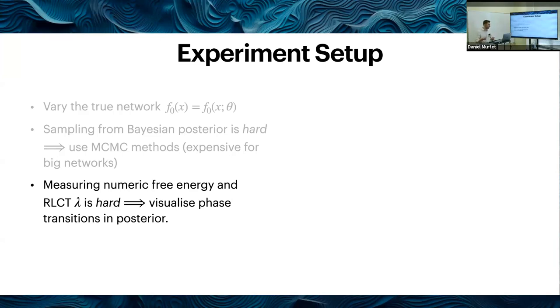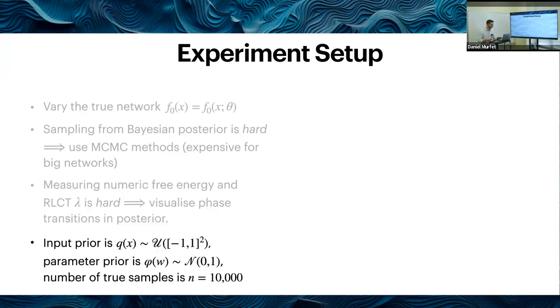So instead, since we can't estimate the free energy numerically, we are going to visualize phase transitions in the posterior. We're going to go by that dogma that phase transitions are a drastic change in the posterior and intuit phase transitions from that. We're going to have an input prior that's just the square. We're going to have a parameter prior that's just a standard normal. And we have 10,000 samples from the true distribution.